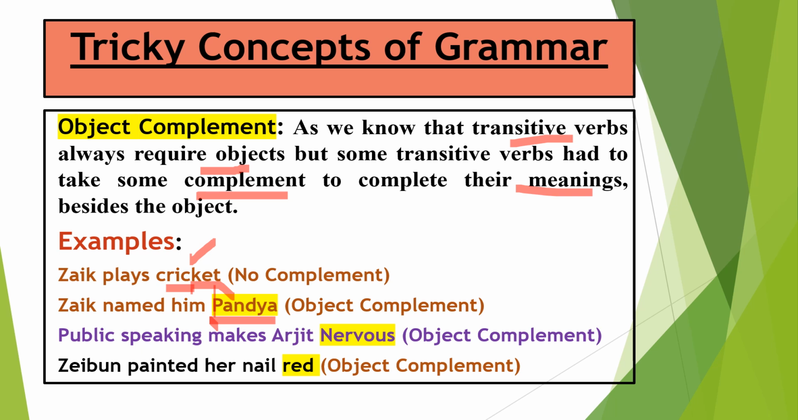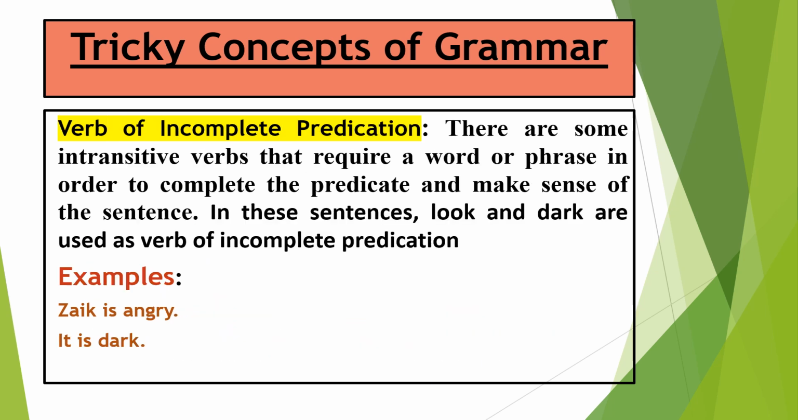Public speaking makes Ajit Singh, famous singer, nervous. Now this is again an object complement. Zebun painted her nail red. Her nail is a direct object, but red is used as an object complement. Now I think it would be clear. A subject complement is one in which the complement is providing information about the subject, and an object complement is one in which we have information about the direct object.